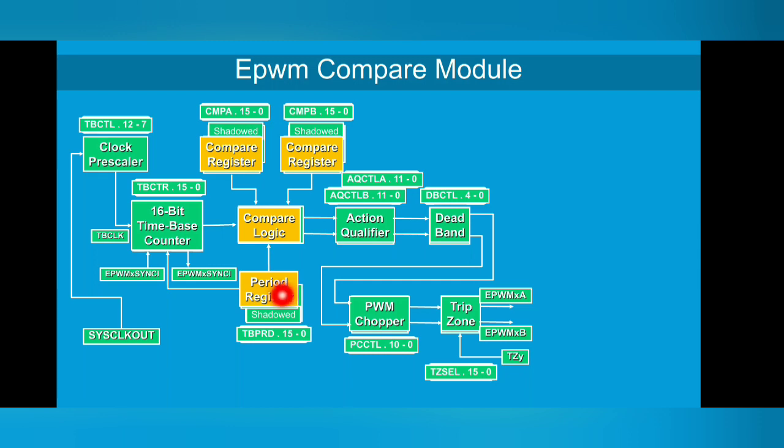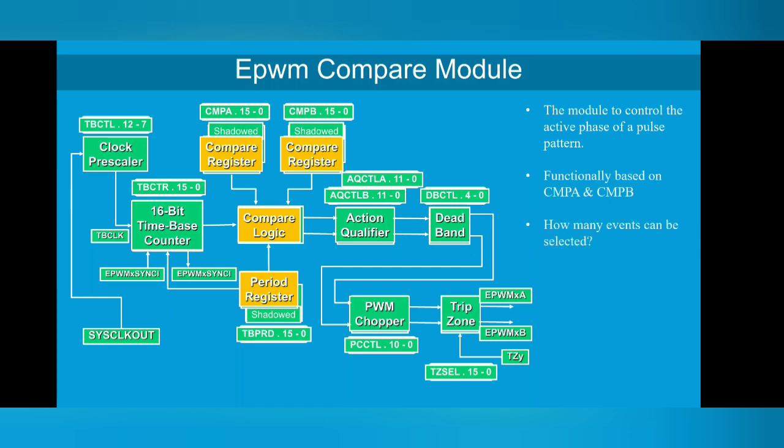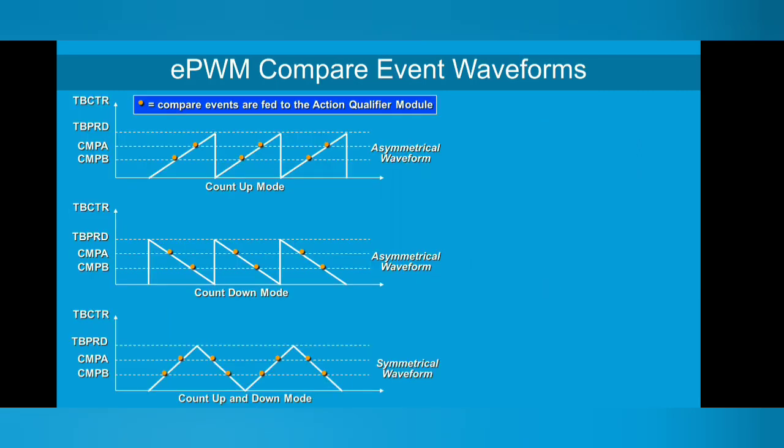Other than this, it has a period register, this is the shadow register, and it has a compare logic. So how can we use this? The module is to control the active phase of the pulse pattern, and the functionality is based on the compare A and compare B module. And how many events can we select with this? The events will depend on your operating modes. So we will see what the different operating modes are.